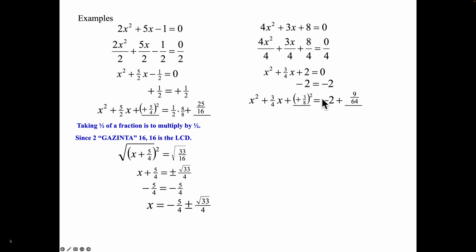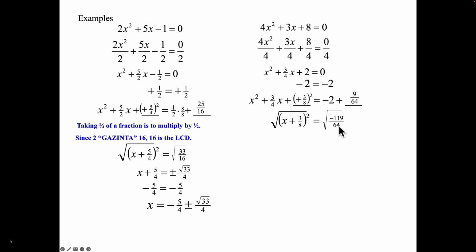64. Okay, I might need your calculator for this. 64 times a negative 2. That's a negative 128 plus 9. Negative 128 plus 9. That's going to be a negative 119 over 64. So you might have to go to your calculator and say 64 times a negative 2, not minus 2, negative 2 plus 9. There's the numerator. Over here, the x is being squared, the plus 3/8 is being squared. That goes into my parentheses being squared. 2 steps away to be done. Take the square root of both sides.